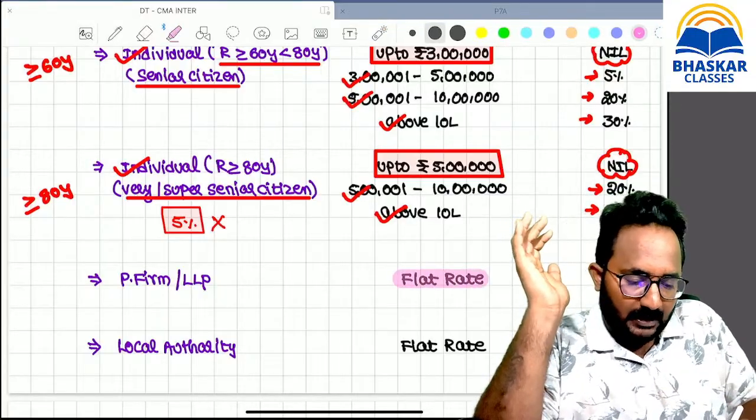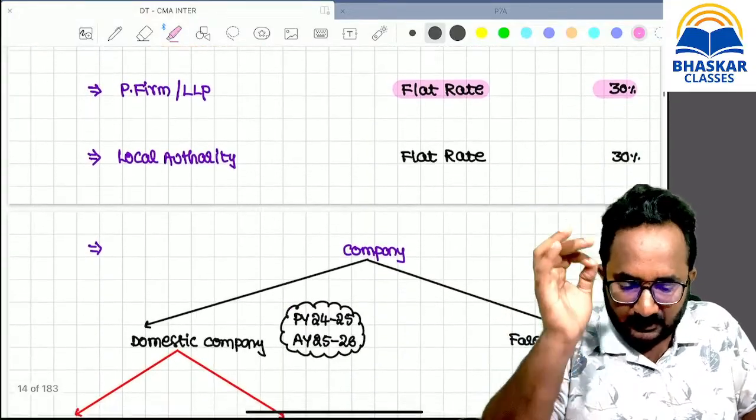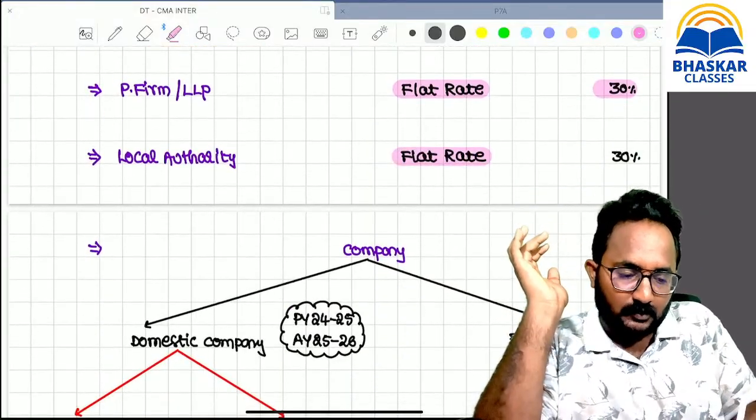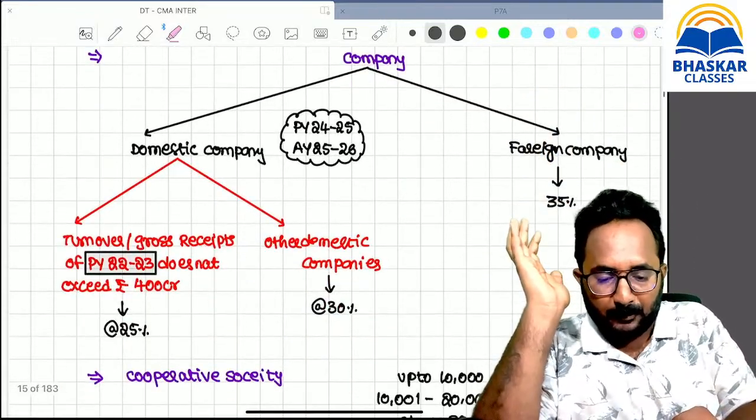Partnership firms and LLPs are required to pay tax at a flat rate. There is no basic exemption limit for them. A local authority also needs to pay tax at a flat rate of 30%. Next, company. Remember, the company rates are important.